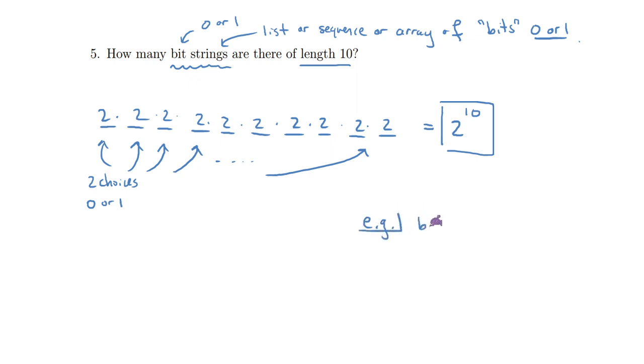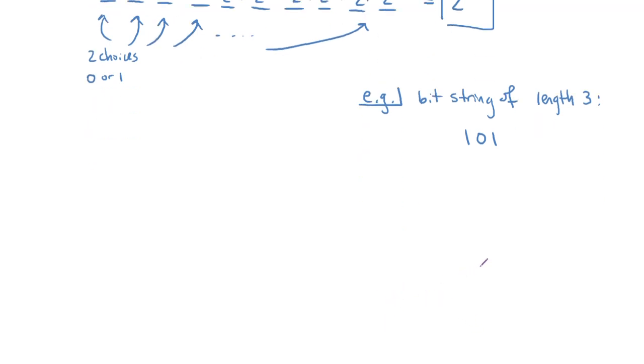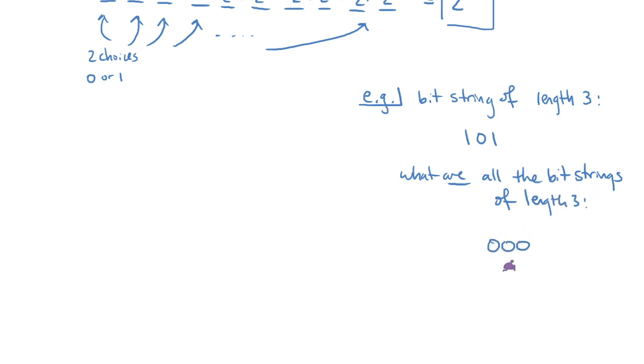So here's a bit string of length 3. Okay, so you could have 1, 0, 1, right? That's length 3. Length 3 is small enough that you could actually list all of them. What are all the bit strings of length 3? Well, you could have 0, 0, 0, 0, 0, 1, 0, 1, 0, 0, 1, 1, 1, 0, 0, 1, 0, 1, 1, 1, 0, and then 1, 1, 1.